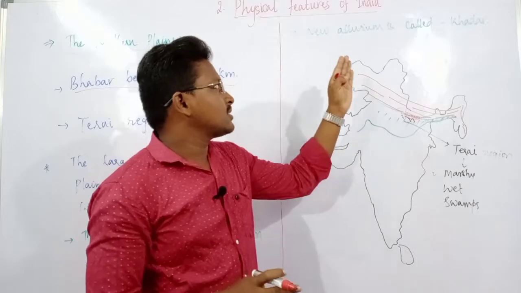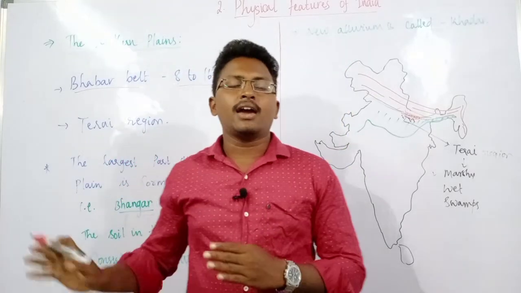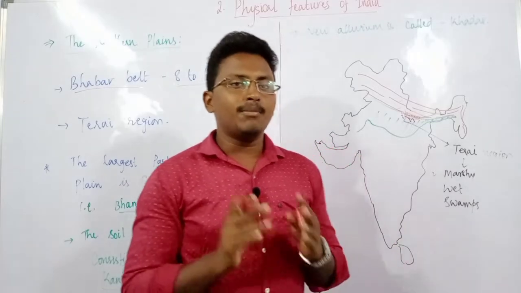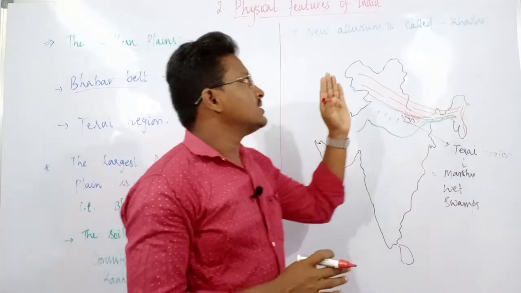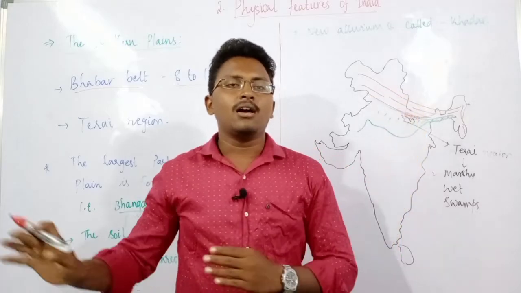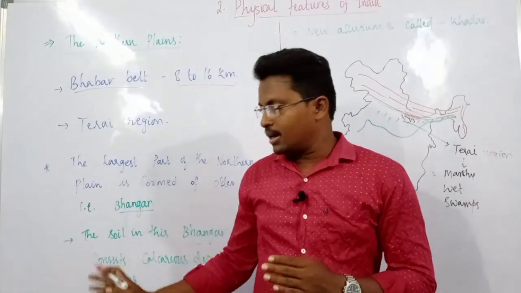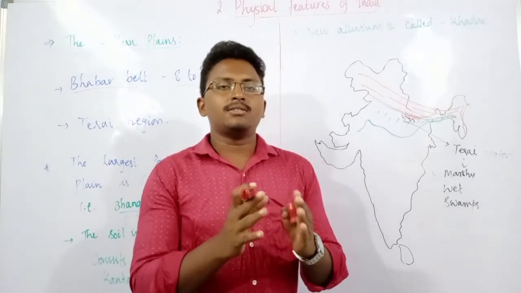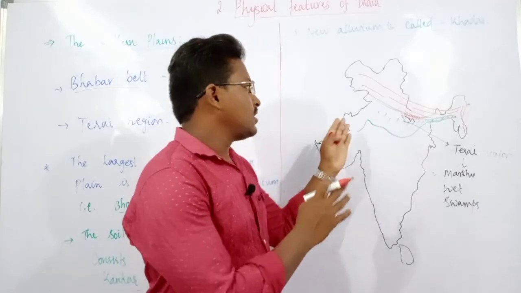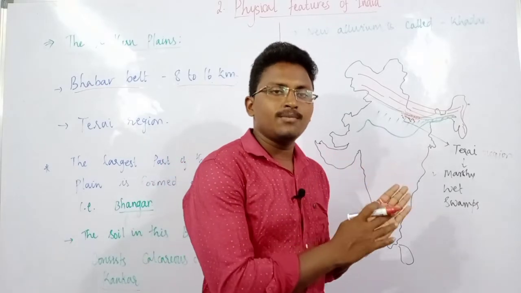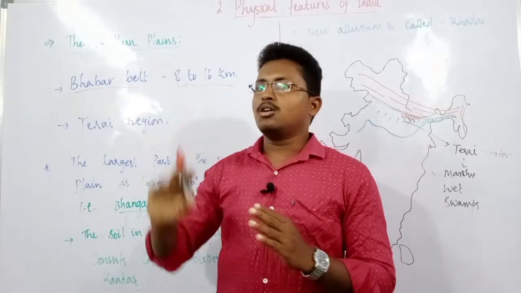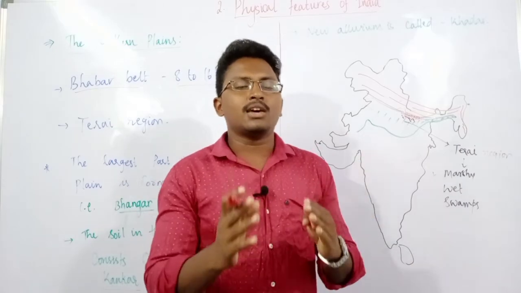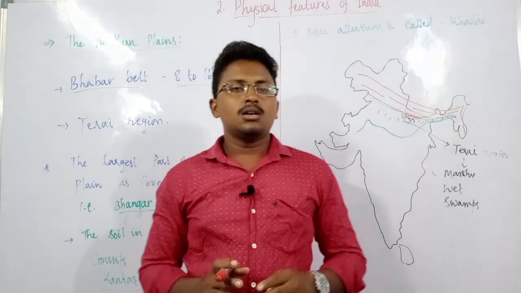And this Khadar contains less calcium carbonate, or less Kankar, but it is more fertile compared to Bangar. So these are some of the soils present in the alluvial soil which dominates the northern plains. So this is about the northern plains which lie just below the Himalayas.